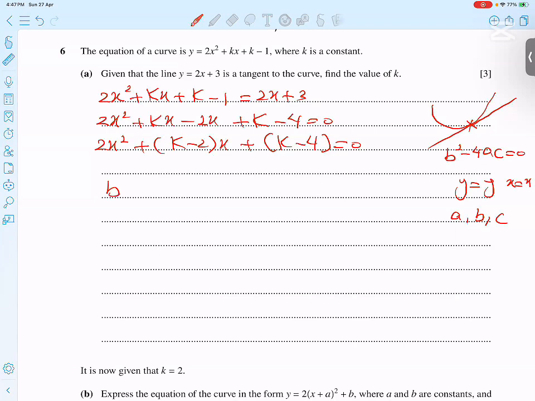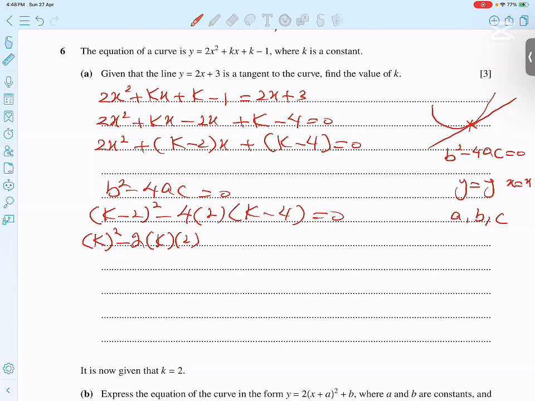Now applying b squared minus 4ac equals 0. b is (k minus 2) whole squared, lot of algebra. a is 2 and c is k minus 4. After this, using the squaring identity, I'm opening: first term squared, negative 2 into first term into second term, and plus second term squared. And here 4 times 2 is 8, multiply inside. I got negative 8k and 8 4s are 32. I got k to the power 2, negative 4k plus 4 and minus 8k plus 32.